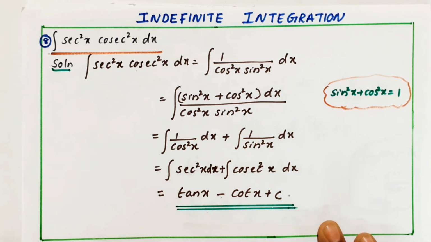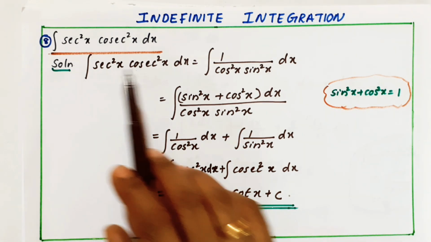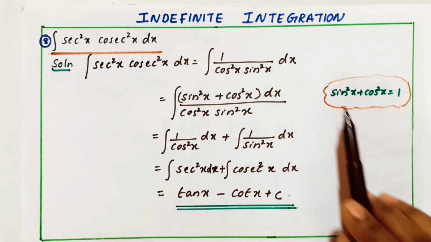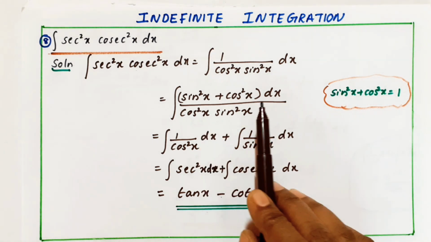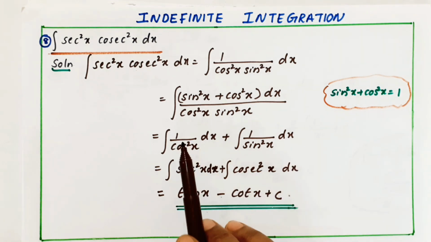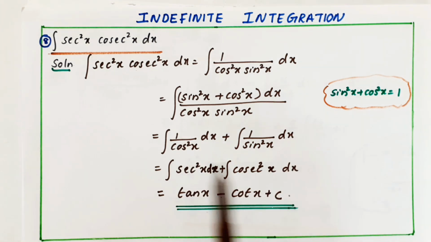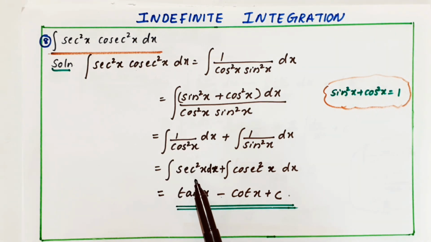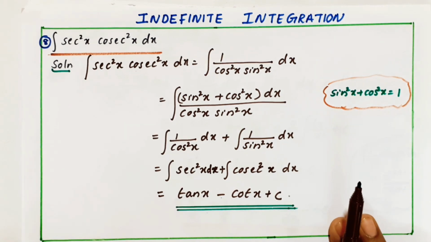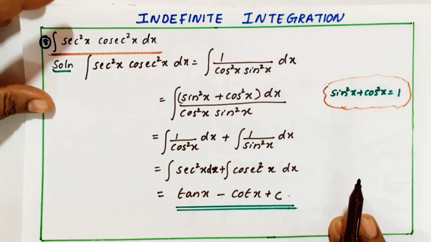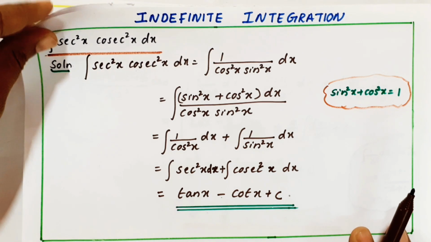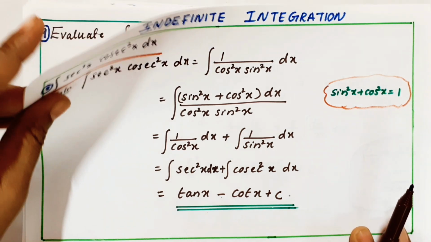Clear? So what all steps did we do? First we converted the sec and cosec in terms of sin and cos. After that we used a trigonometric identity. After the trigonometric identity, we split the numerator into two terms. After that, again the reciprocal 1 by cos square we write as sec square, 1 by sin square we write as cosec square x. After getting these two, we have the standard integration results that we write. We'll go for the next question.